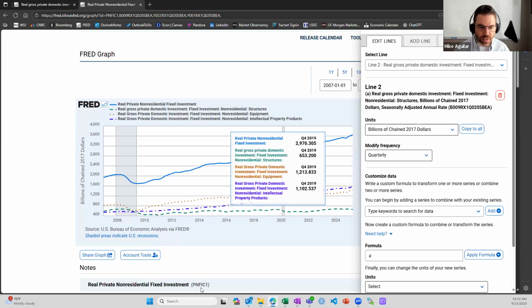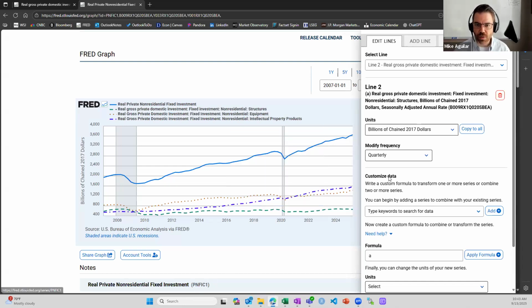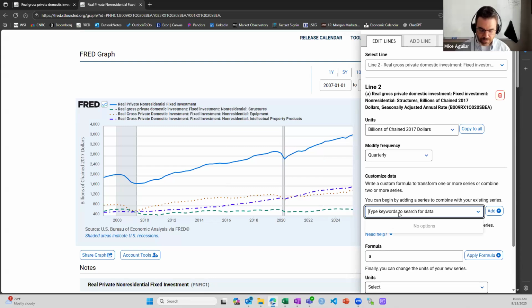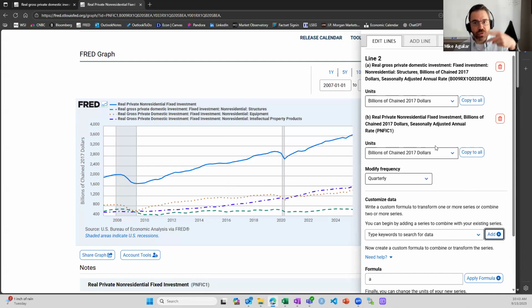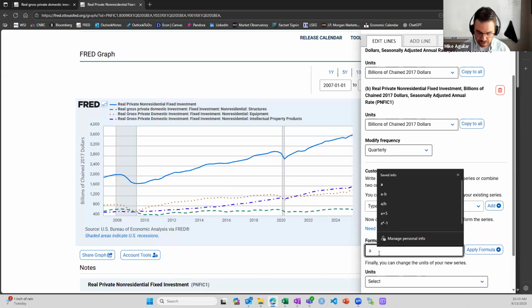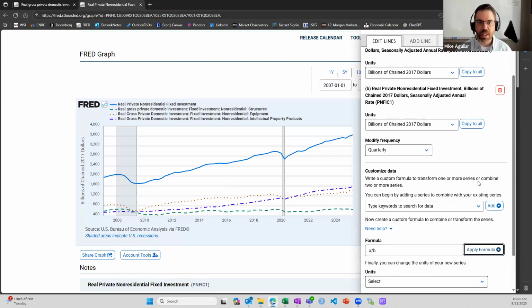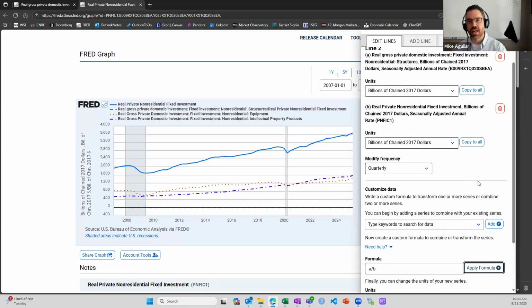Which one was the total? Right there, PNFIC1. So let's add on another PNFIC, real private non-residential fixed investment. Boom. Add that one in. Now that's not enough, right? Because now I got two series in there. I need to divide the structures by that total, apply that formula. All right, now I got a share.